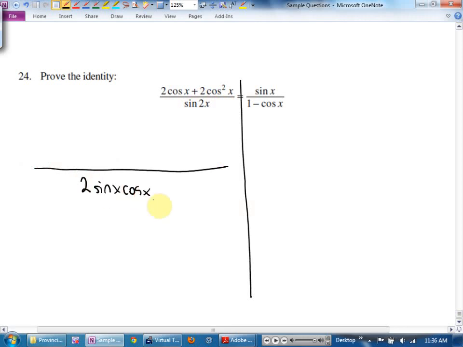Yeah? So I'm going to go 2 cos, 1 plus, because I get a 1 when I factor it, and factor out a 2, factor a 1 plus cos left behind. Can I cancel? Is it factored? Then I can cancel out the 2 and I can cancel out the cos. And I end up with 1 plus cos x all over sine x.